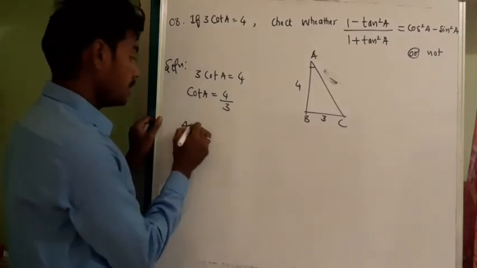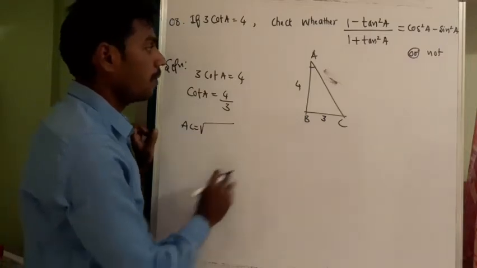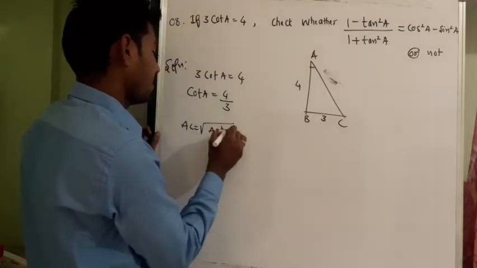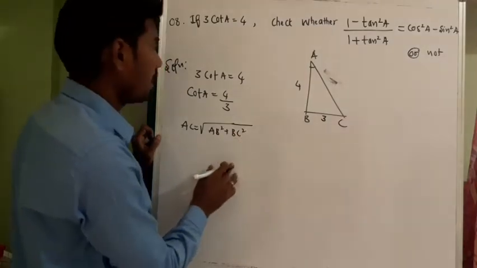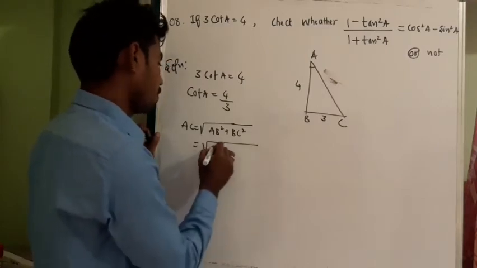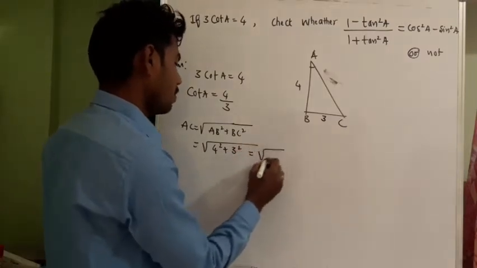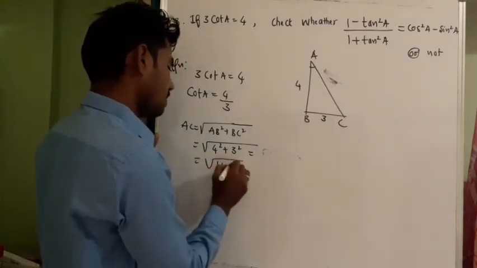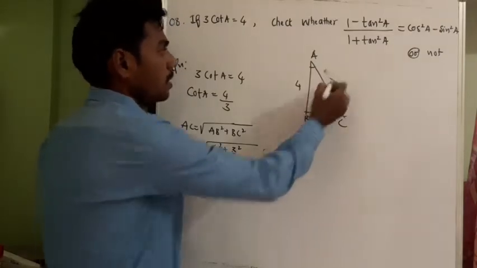So AC is equal to square root of AB square plus BC square, which is equal to, what is AB? 4 square plus what is BC? 3 square, which is equal to root of 25, which is equal to 5. Or else I'll write one more step, that is 16 plus 9, which is equal to root of 25, which is equal to 5. Now we got this.